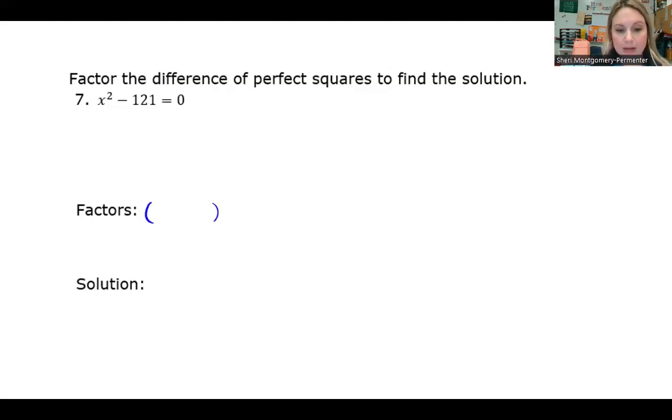So it has this pattern where I have x and then x, and anytime I can rewrite it, because this is the same thing, it's x squared minus 11 squared. Then I have minus 11 and plus 11.